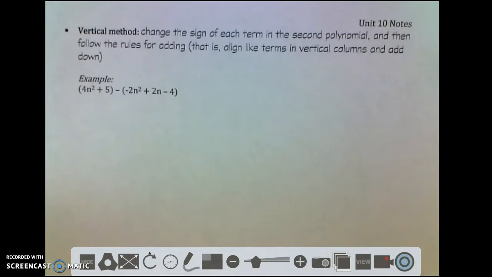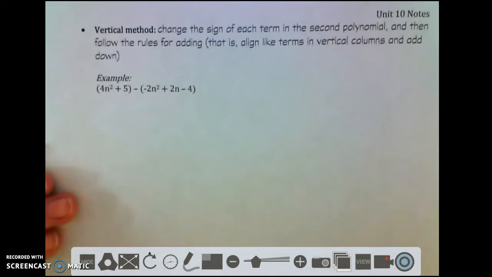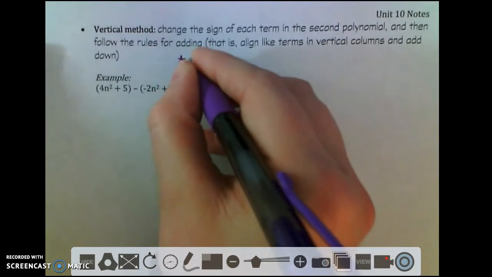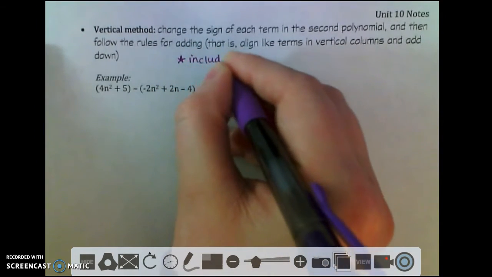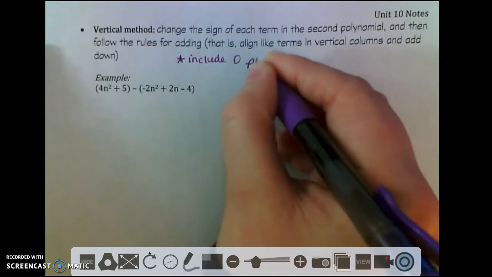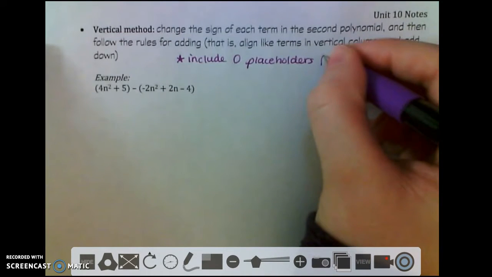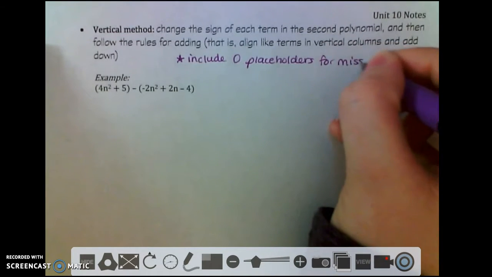The vertical method for subtraction works basically the same way. We change the sign of each term in the second polynomial, and then we align the terms in vertical columns and add down them. But again, in the vertical method, I need to remember to include 0 placeholders for missing terms.